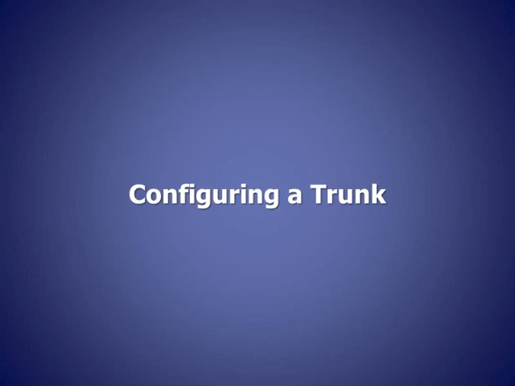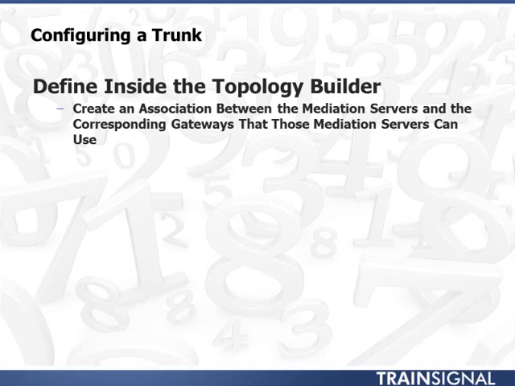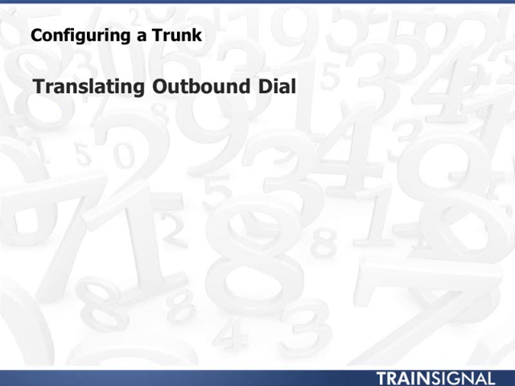An essential component of defining routing with Lync is defining your trunk configuration. In order to define trunks, we have to define them inside of our topology builder. We create an association between the mediation servers and the corresponding gateways that those mediation servers can use. We also determine which ports will be used to communicate over with the gateways. From inside of our control panel, we can configure the trunk configuration.